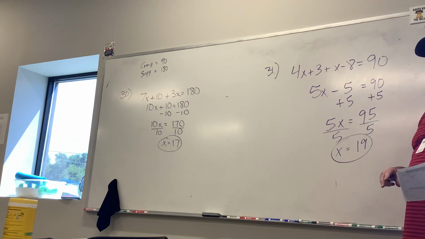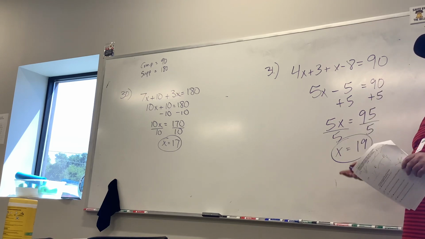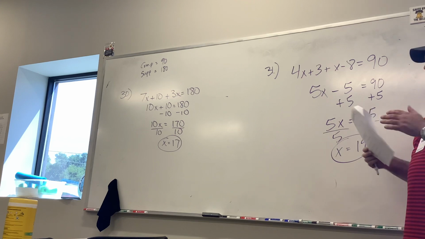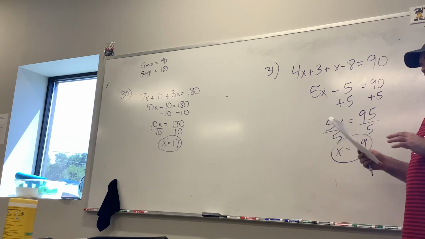So just repeats that process. As long as you know some add up to 180, some add up to 90, you kind of know what they look like. That helps you set it up right. And then you just make sure you do your math right from that point.